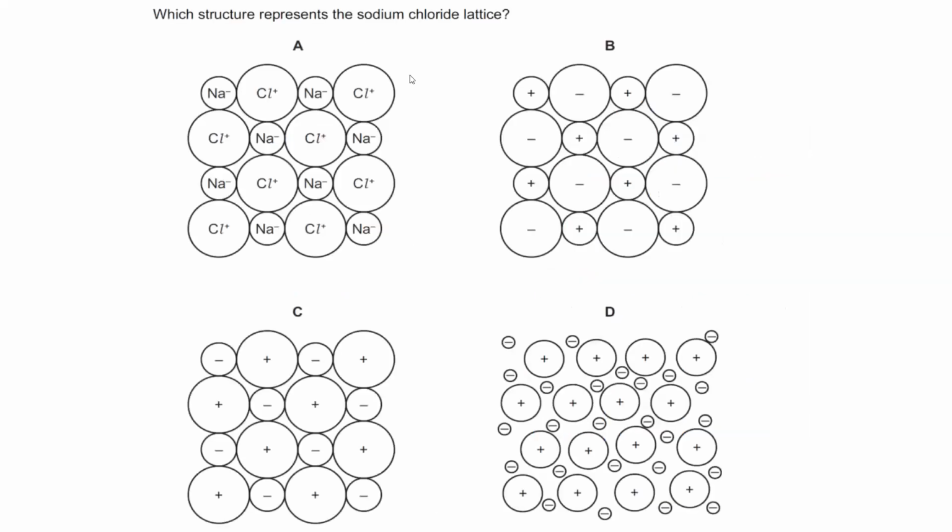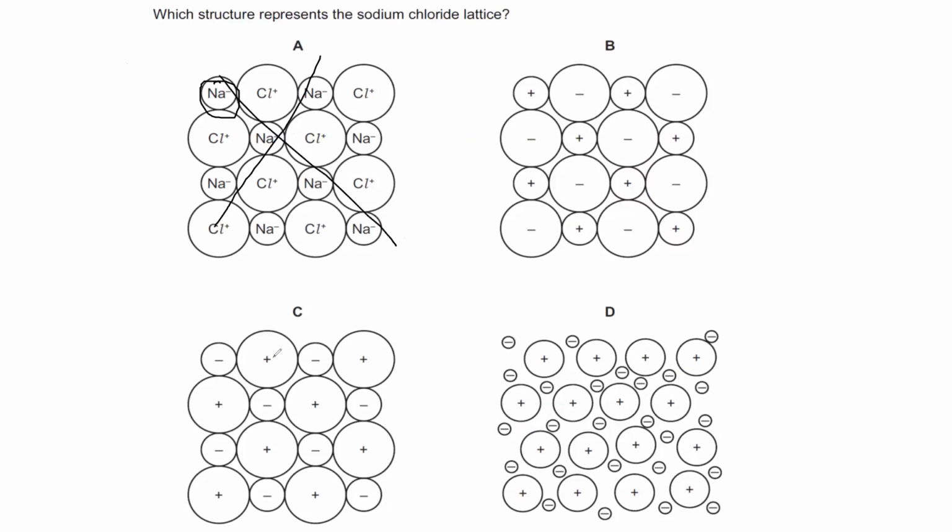So in the question, which structure represents a sodium chloride lattice? Which structure is representing a sodium chloride lattice? A, B, C or D? Positive ions are usually smaller, negative ions are larger, and there should be a regular arrangement. First, when you check why A is wrong, because for sodium they give a negative charge. A metal cannot have a negative charge, a metal should always have a positive charge. That's why it cannot be A.